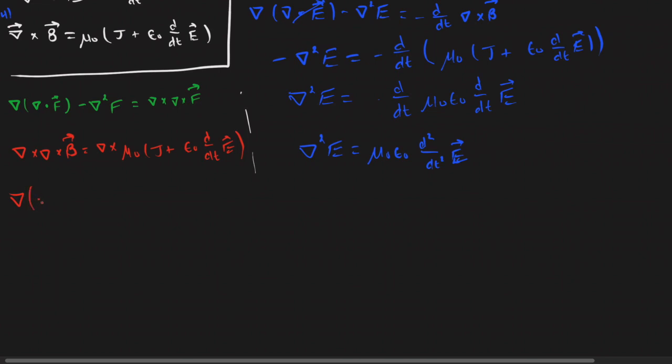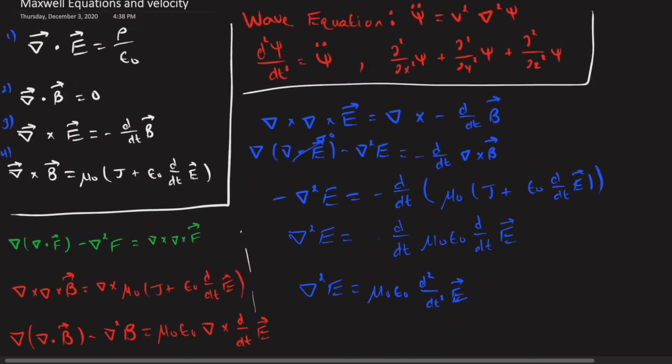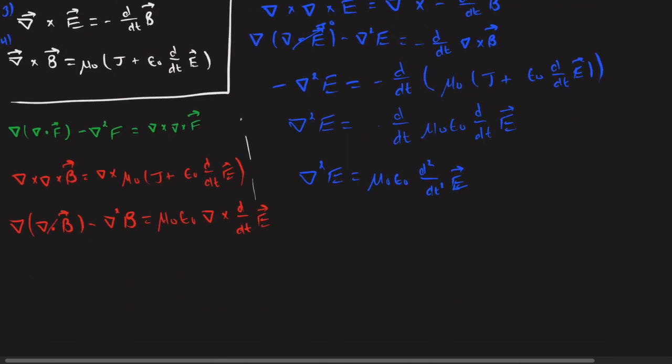So we're going to get the gradient of the divergence of B minus the Laplace of B is equal to, well, again, this term is going to be 0. We're going to get mu naught epsilon naught. I'm going to factor out the mu naught epsilon naught: mu naught epsilon naught, the curl of d through dt of E. Well, we know that magnetic monopoles don't exist, which is right here, so this is going to be 0. Very strange thing that they don't exist, but they don't.